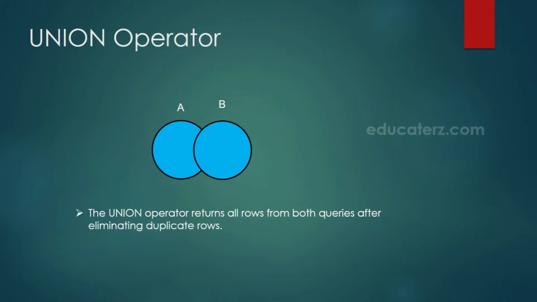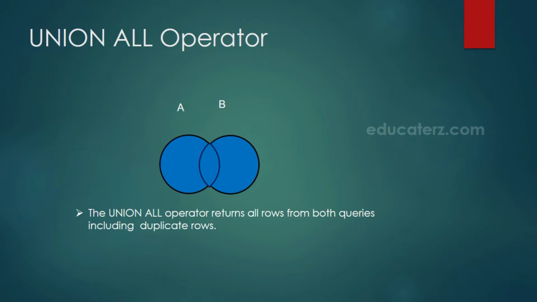Let us see the union operator. If you look at the diagram, there is a set called A and B. In our discussion, A is a query and B is a query. A returns some rows and B also returns some rows. So the union operator, A union B, returns all rows from both queries after eliminating duplicate rows.